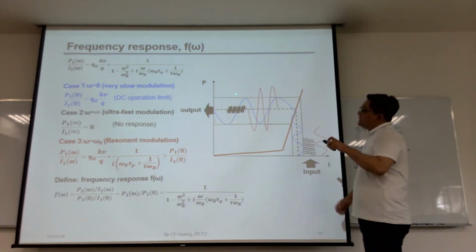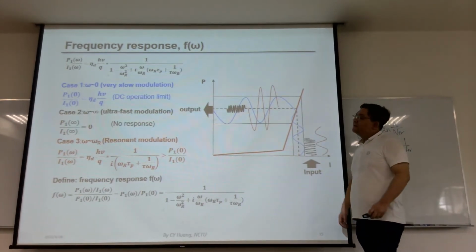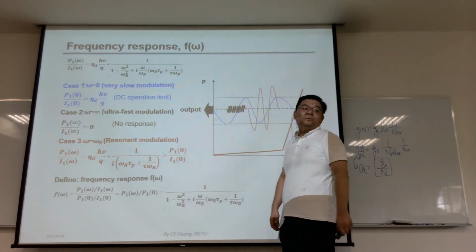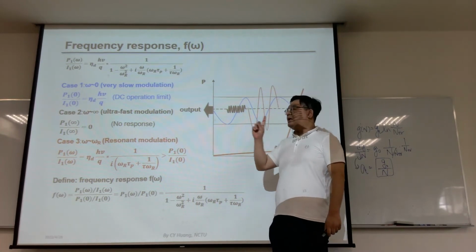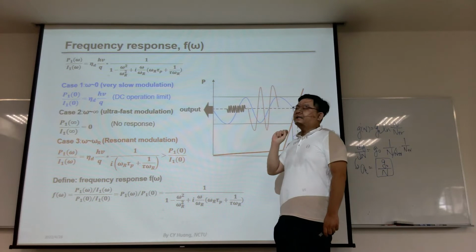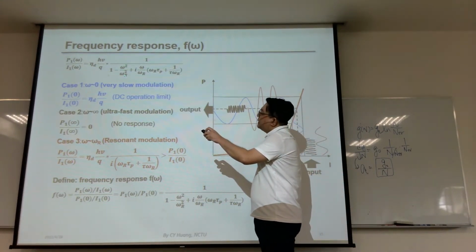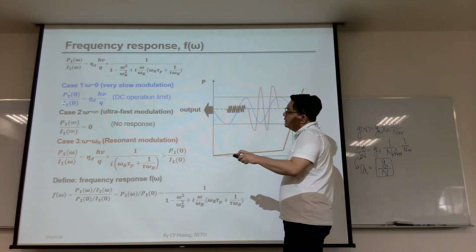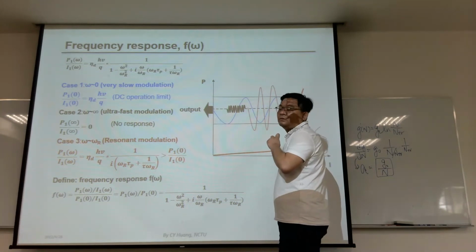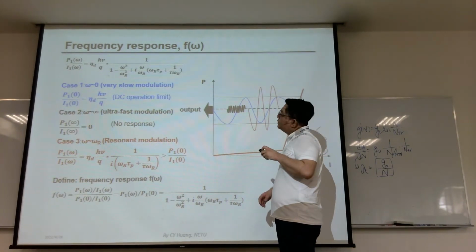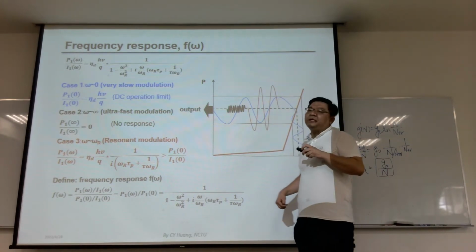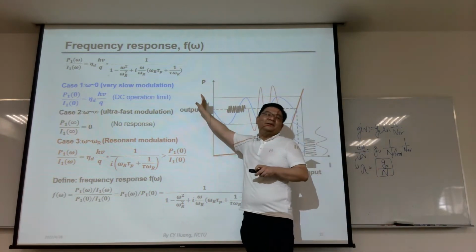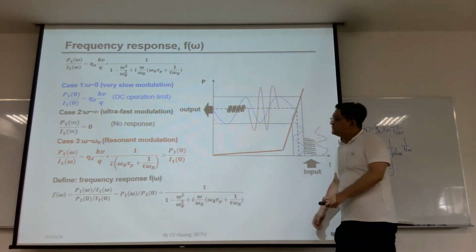Okay, so let's see how it should look. For the first case, if we let omega be 0 or nearly 0, that means you turn on and off quite slowly, and omega is much smaller than omega r. So the whole term becomes the original expression of the diode laser. We can call this the DC limit. DC means, because we have another DC on the next page, this DC means the current. Okay, the DC limit.